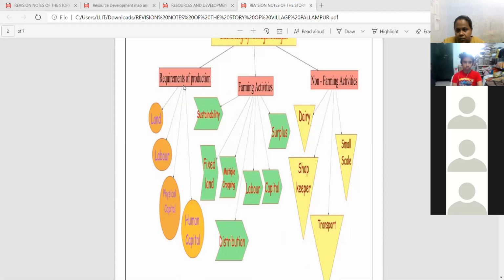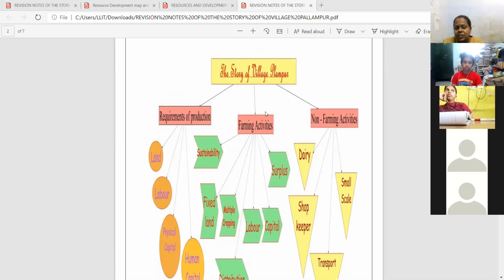So what are the requirements of production? What is the need for producing a product? Land, labor, physical capital, human capital. What do you mean by physical? All the requirements, that is the devices. And the farming activities: sustainability, how to retain the fertility of the resources, fixed land, how many types of cropping can be used, whether labor is essential, whether investment is essential, how far it is essential, whether we need more fertilizers, that is called surplus, whether we have to distribute our activities. That comes under farming activities. Non-farming activities: dairy, shopkeeper, transport, small scale. These are all non-farming, which is not in the primary sector. That is called non-farming.